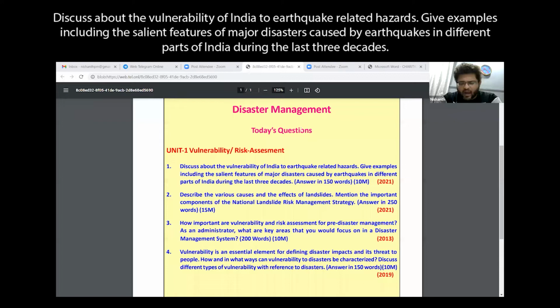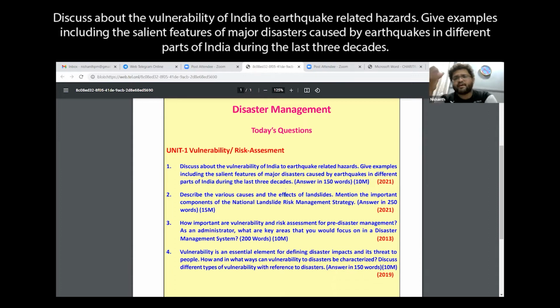So these zones you have to mark on the Indian map and explain the vulnerability with regard to this zonation. Zonation is very important with regard to the answering of disaster management. Draw the Indian map wherever required, because that is most important. And then once you have explained the vulnerability, you have to give examples, including the salient features of major disasters caused by earthquakes in different parts. So you have to say what are the major earthquakes in the last 3 decades, that is from 1990 to 2020.